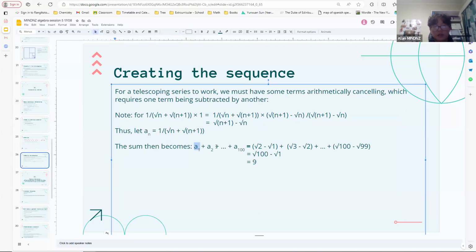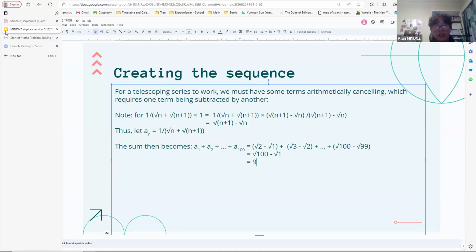And then if we sum them from a1 to a100, with an equals 1 divided by square root of n plus square root of n plus 1, we have square root of 2 minus square root of 1, plus square root of 3 minus square root of 2, plus all the way to square root of 100 minus square root of 99, which is just square root of 100 minus square root of 1, which is equal to 9.